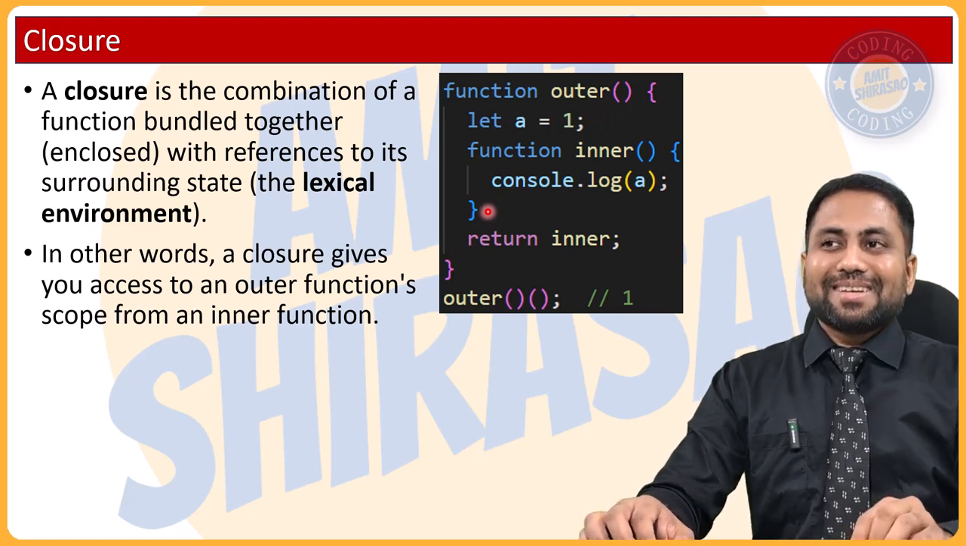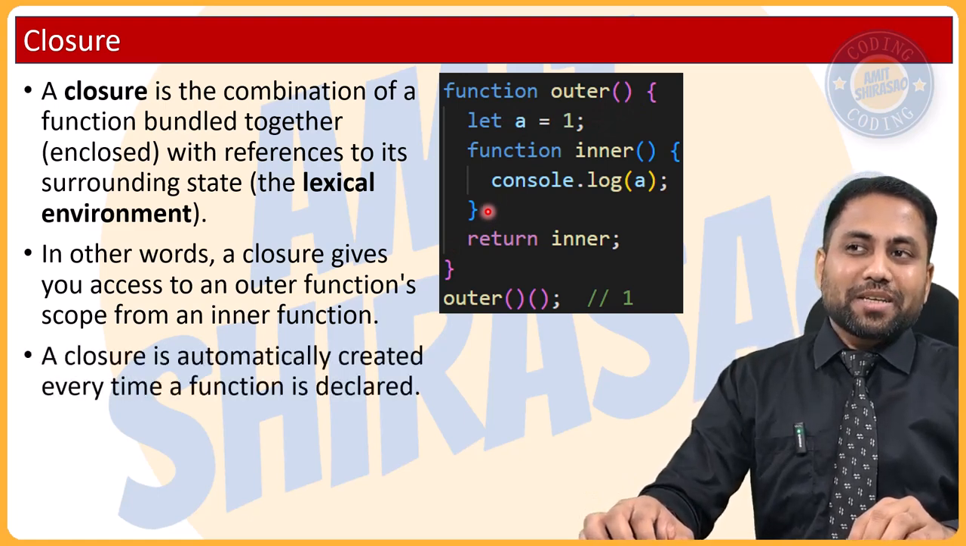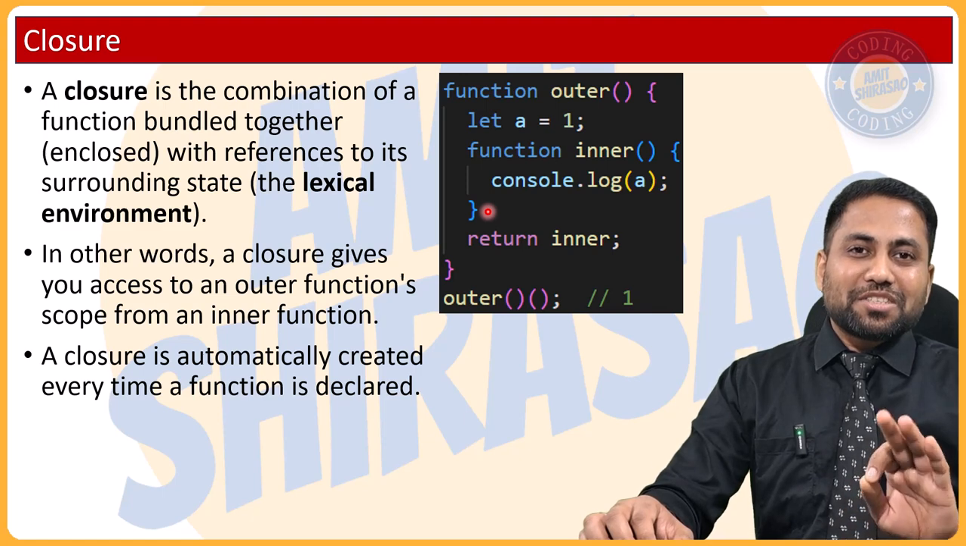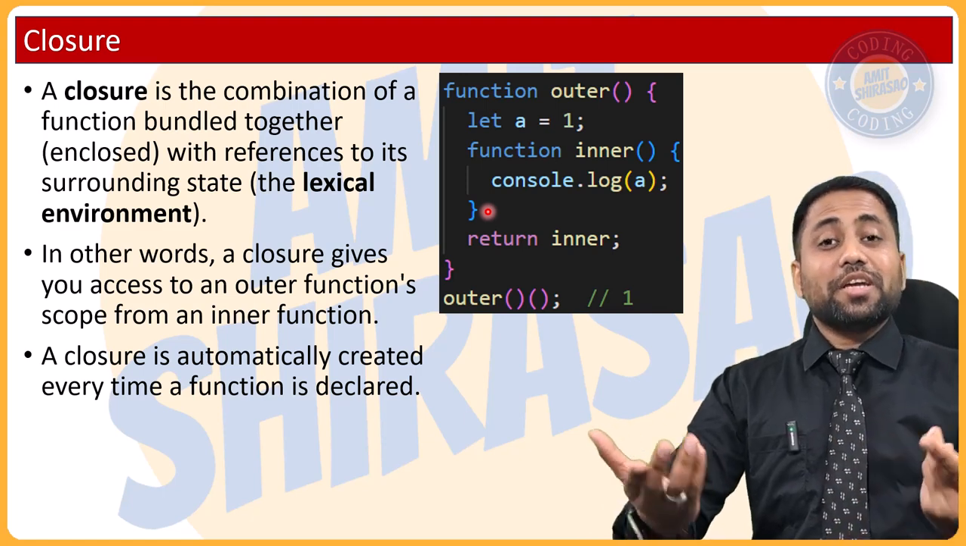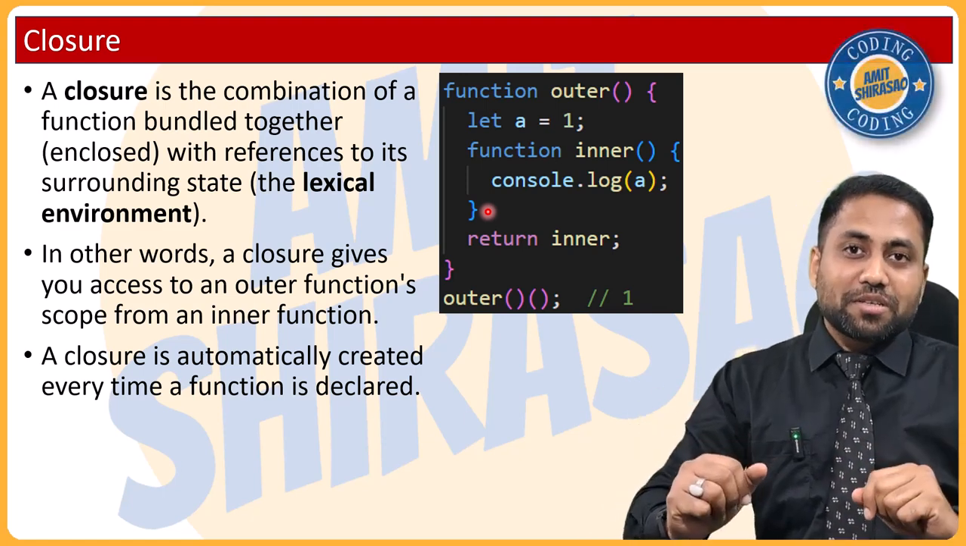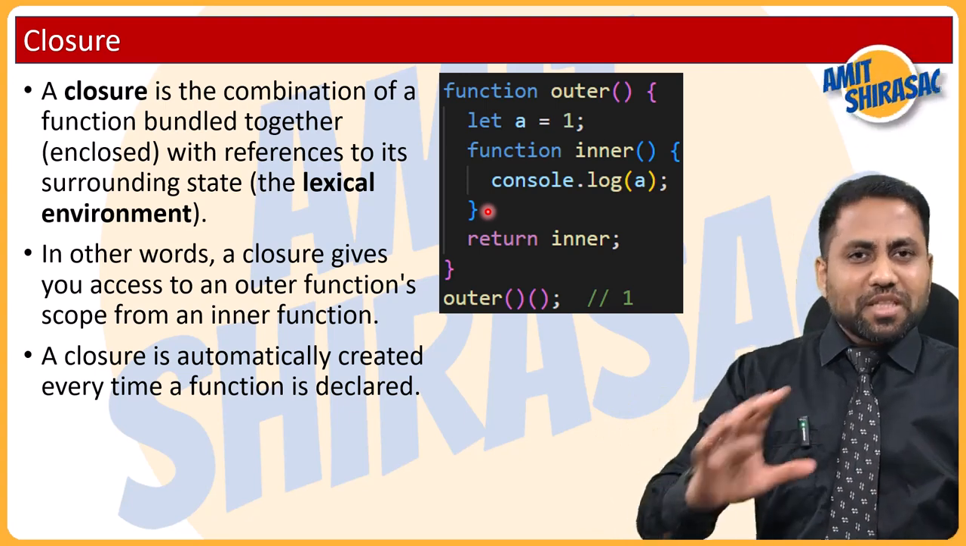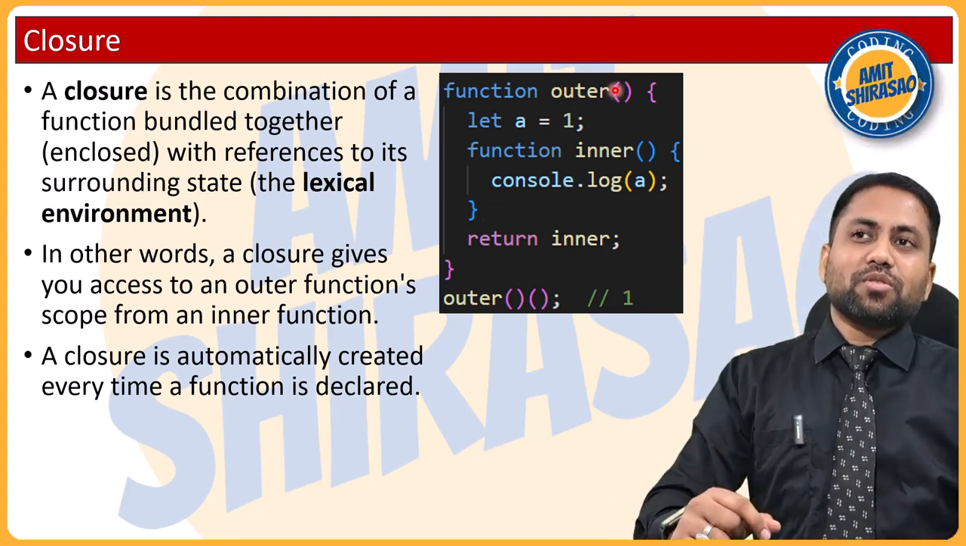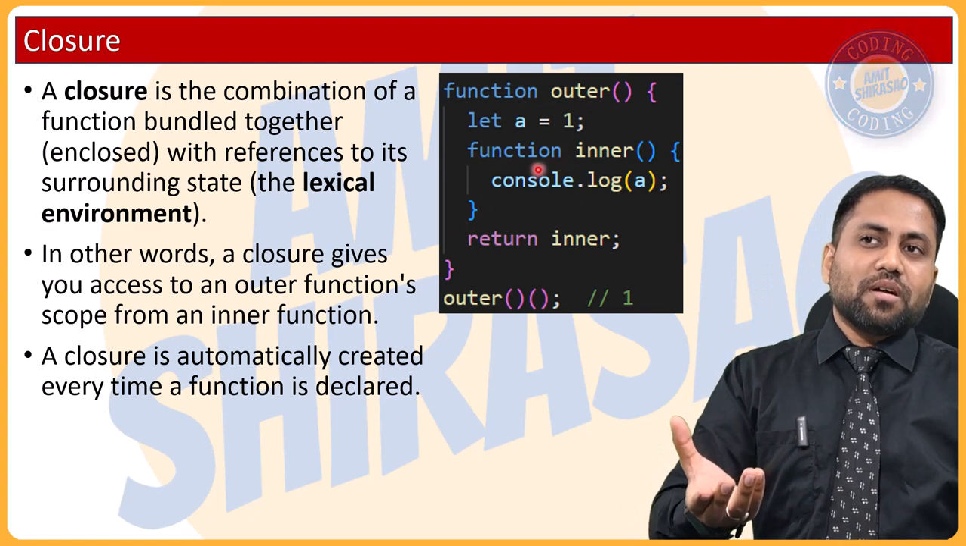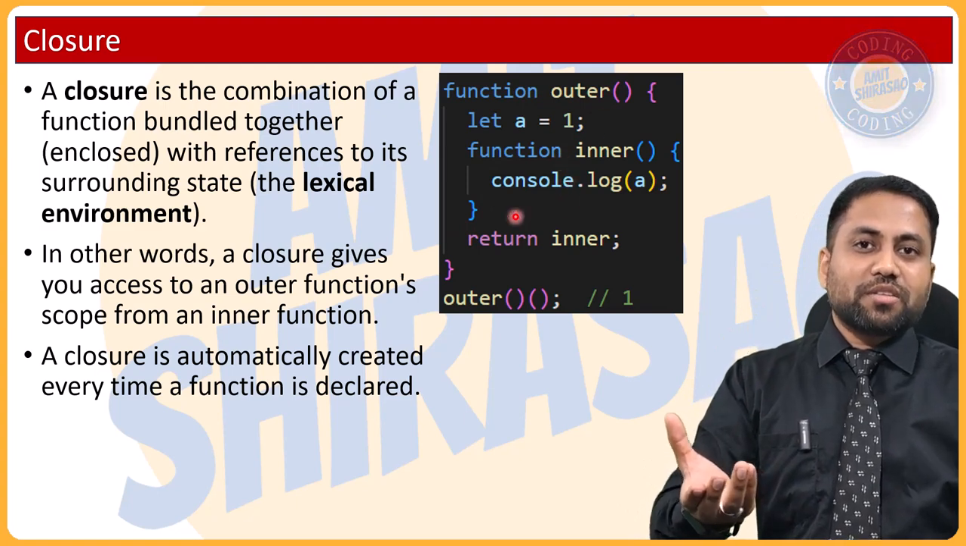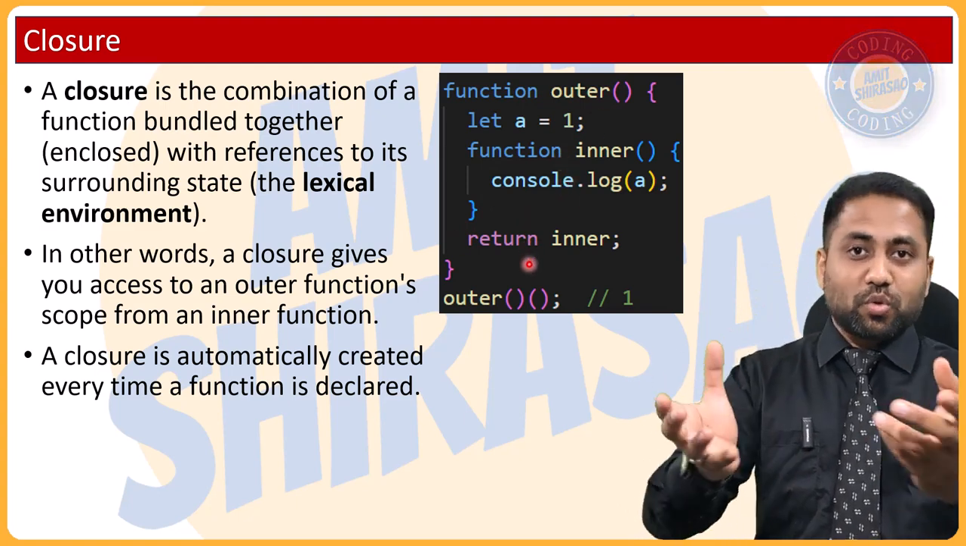Okay, now a closure is automatically created every time a function is declared. This is very important. How do you create a closure? Many people ask this question in India. How do you create a closure? So many people answer it this way only. Okay, you know, enclose one inner function into an outer function and then return the inner function. This is called a closure.